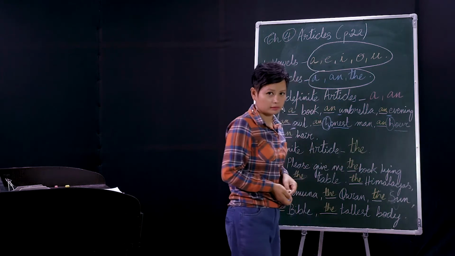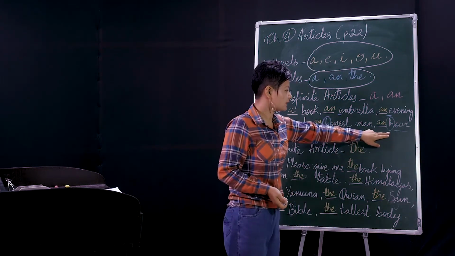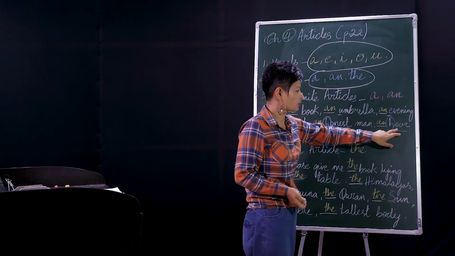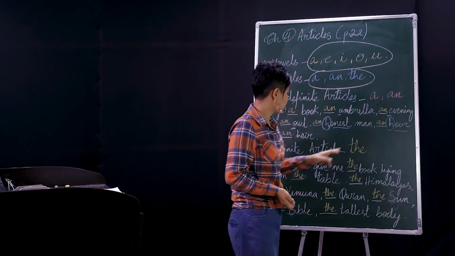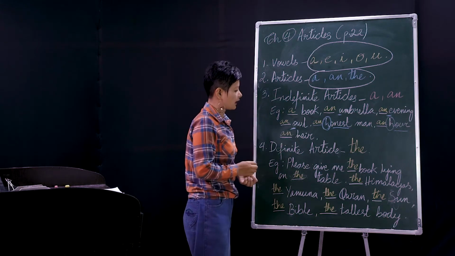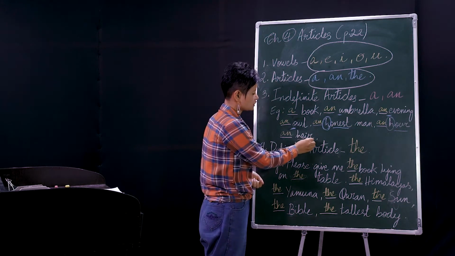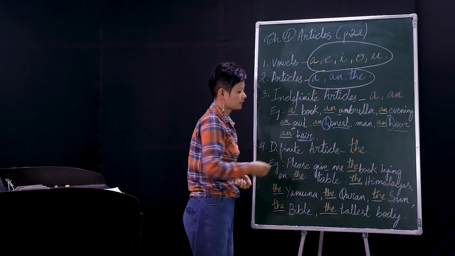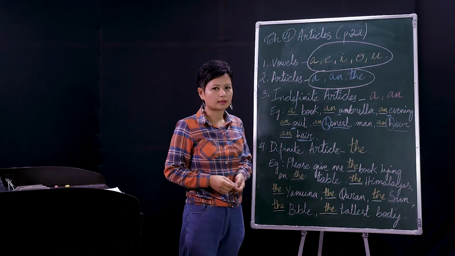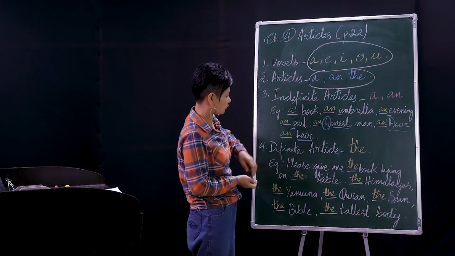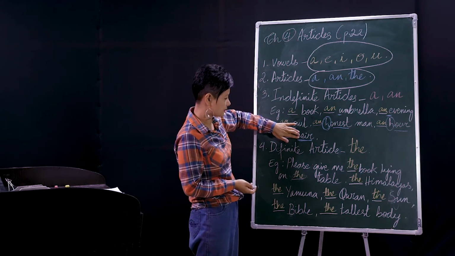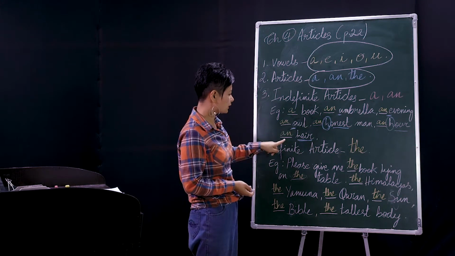an hour, right? So since H is silent and we are pronouncing the vowel sound, that is why we put an. Same here also, an heir, H-E-I-R, heir. We don't pronounce the H here. So it is heir, right? So that is why we put an.